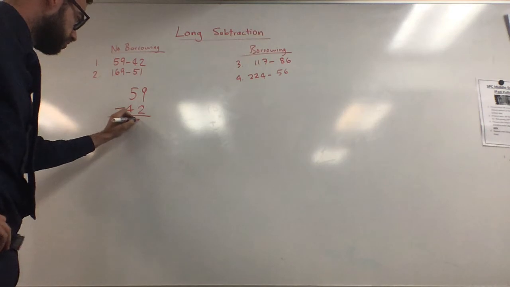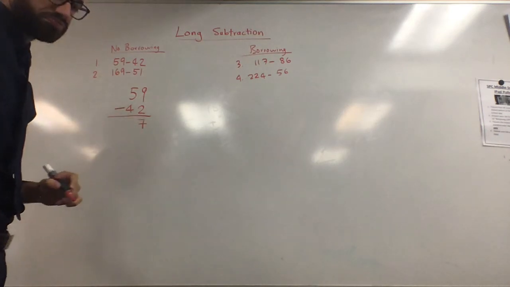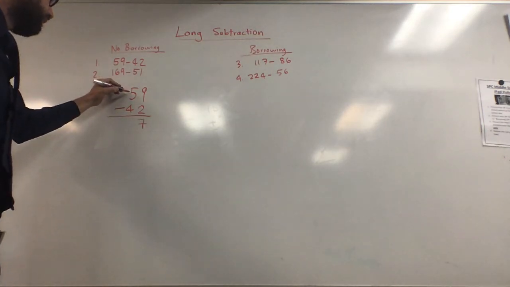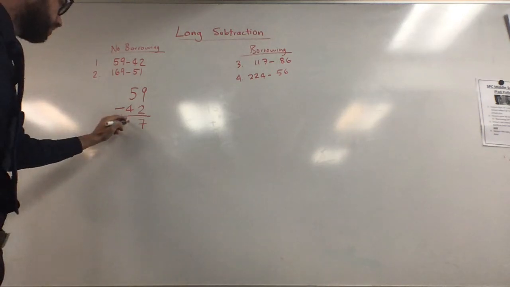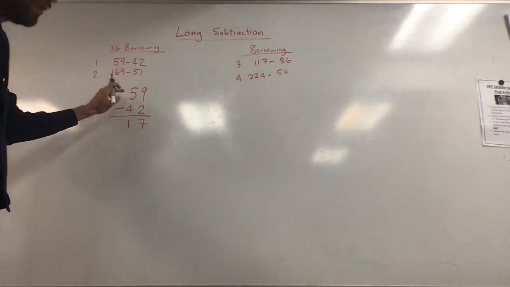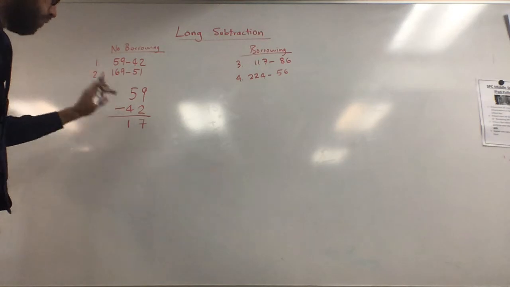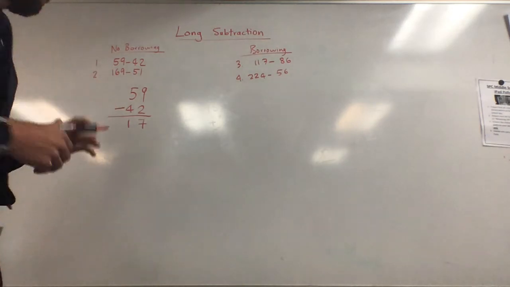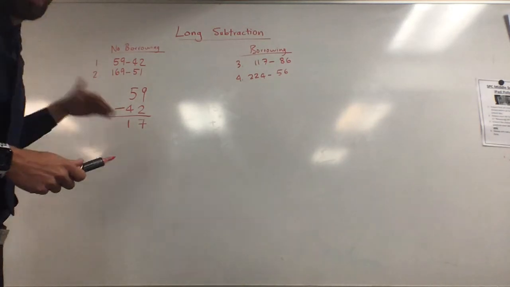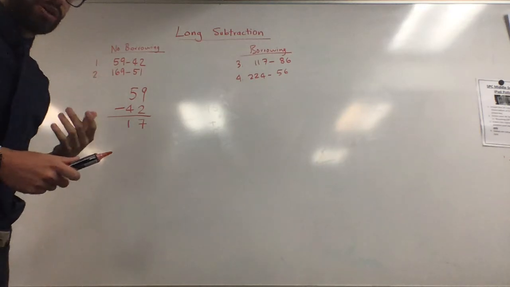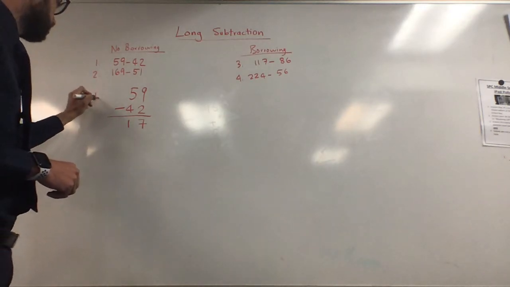So 9 take away 2 gives us 7. Next column, 5 take away 4 gives us 1. Now it's important to remember that the 5 represents 50, and the 4 represents 40, so it's saying 50 take away 40, which gives us an answer of 10. So making sure we still are understanding our place value numbers. Okay, so that was question number 1.